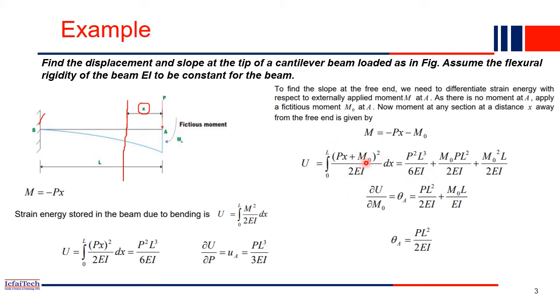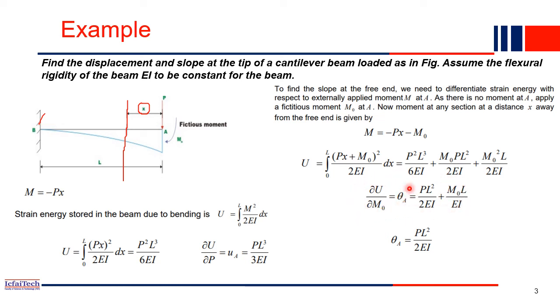Now if you take the derivative, two portions will be there. We simplified it, and this is our final expression. Now in this strain energy equation, we derive it with respect to M naught to get the slope at A. In the first term there is no M naught, the entire part is constant, so it vanishes. Where M naught is there, M naught goes, so only PL square by 2EI remains. Similarly, in the M naught square portion, the 2 comes out, so we get M naught L by EI. This is the final U expression.